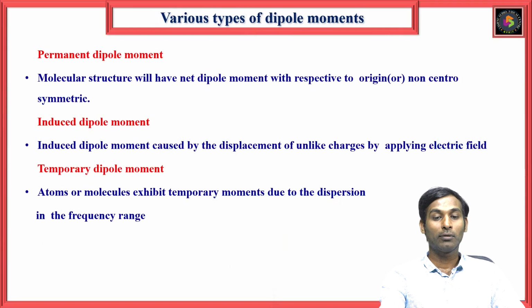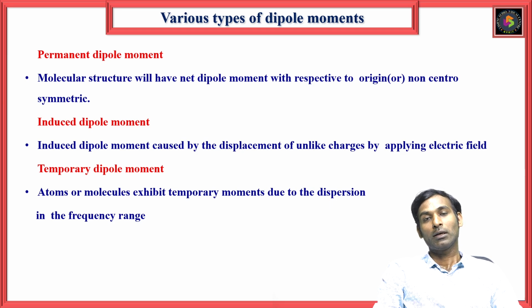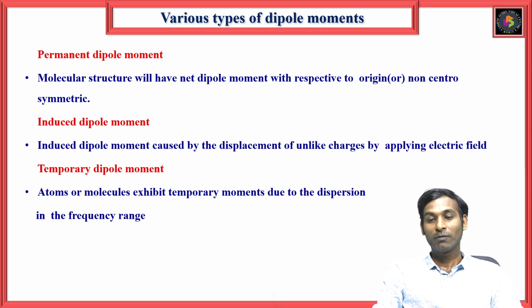Coming to the various types of dipole moment. A dipole moment is an equal magnitude of positive charge and negative charge separated by some distance. It is said to be a dipole. There is a permanent dipole moment, an induced dipole moment, and a temporary dipole moment. The permanent dipole moment is fully related to polar dielectric material. That means the molecular structure will have a net dipole moment with respect to the origin and is non-centrosymmetric.